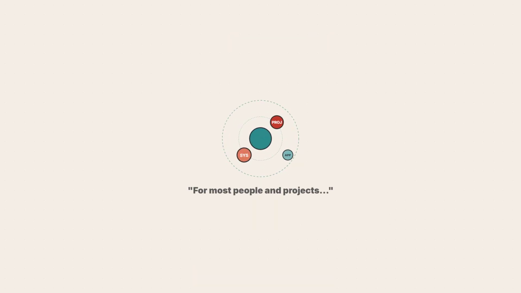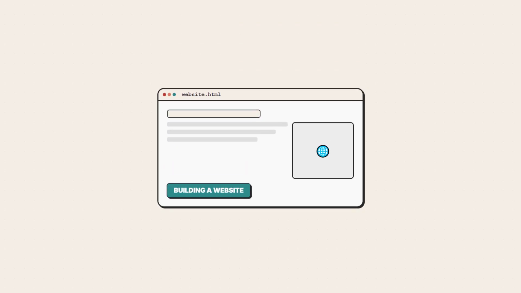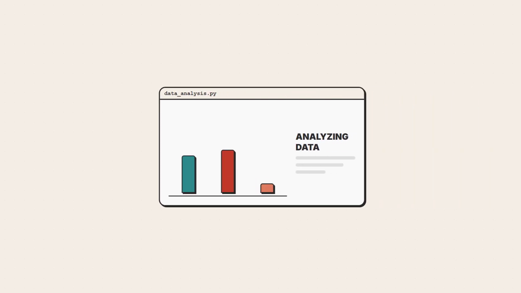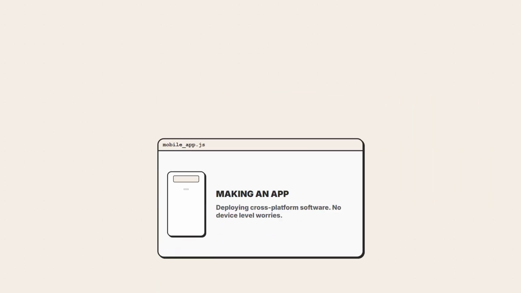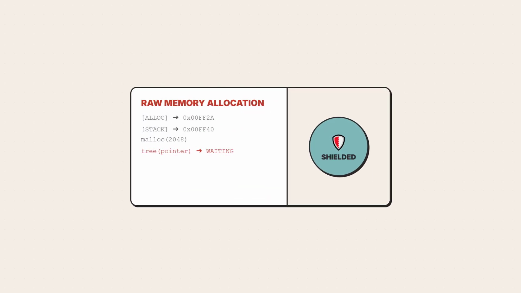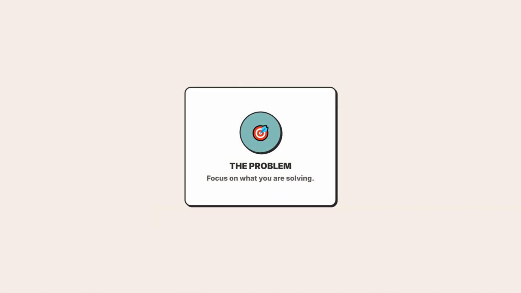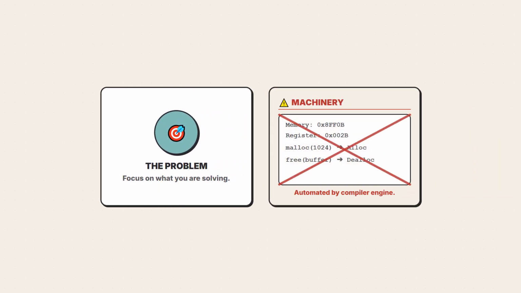But for most people, and most projects, high-level languages are what most developers use day to day. Because when you are building a website, or analyzing some data, or making a simple app, you don't want to be worrying about memory management at every step. You just want to get things done. And high-level languages let you do exactly that. You focus on the problem you are solving, not the machinery underneath.